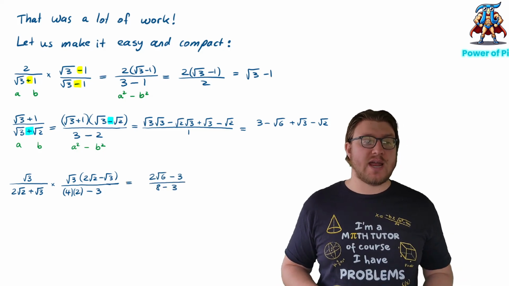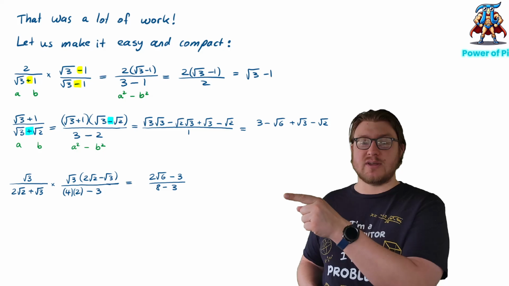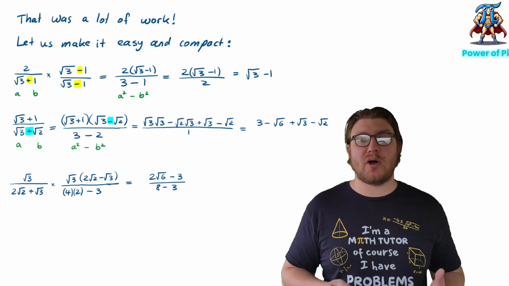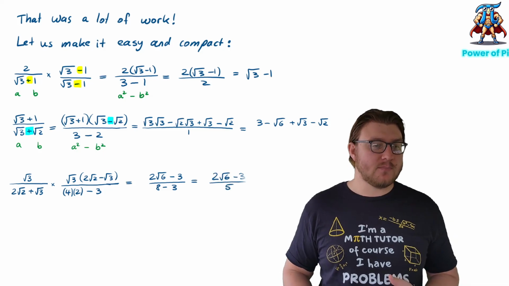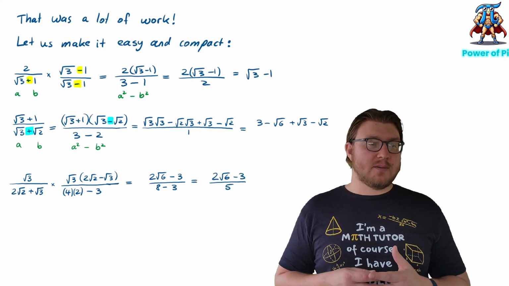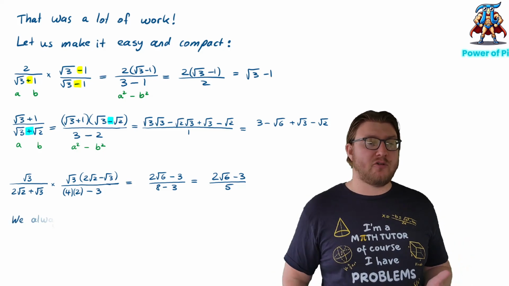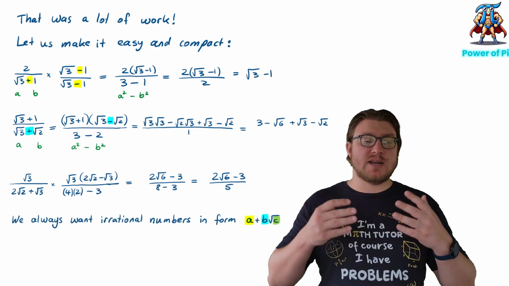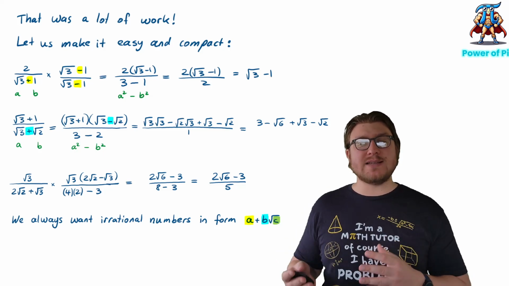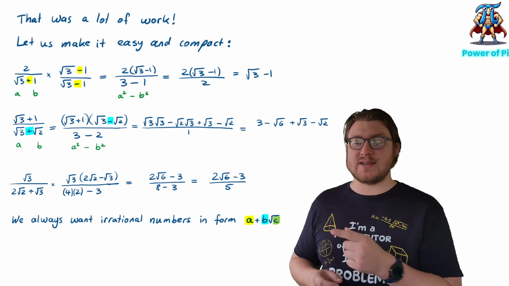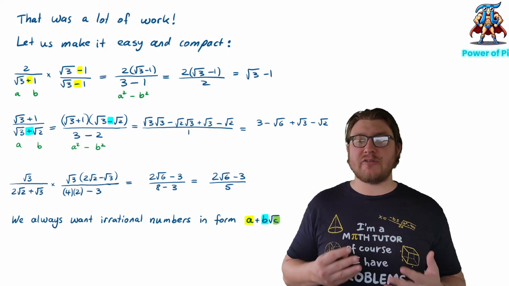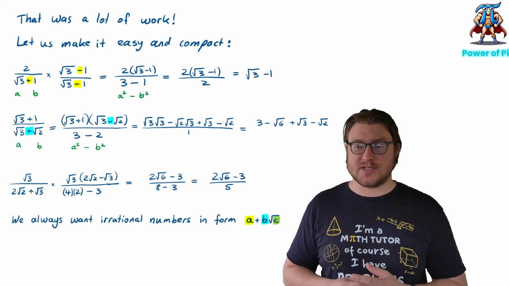And we're going to get to 8 minus 3 in the bottom because it's the first component squared minus the second component squared. Awesome. Okay, simplifying just like we had before. And now there's just one last thing. The reason why we are doing all this work is because we want to write this in the form that we have defined our irrational numbers.